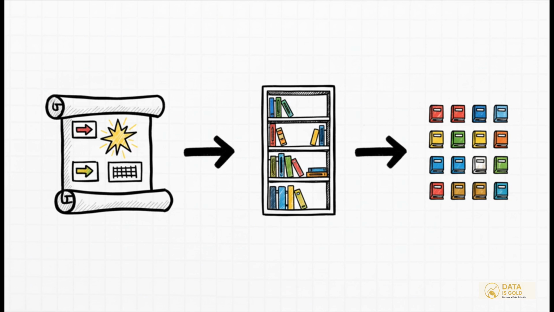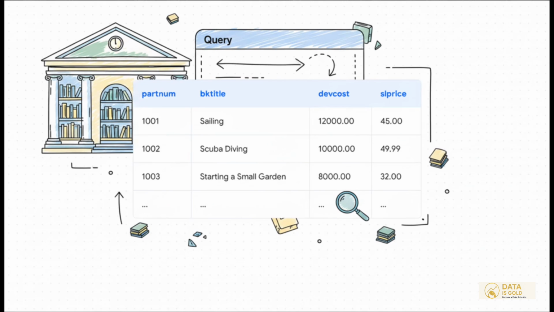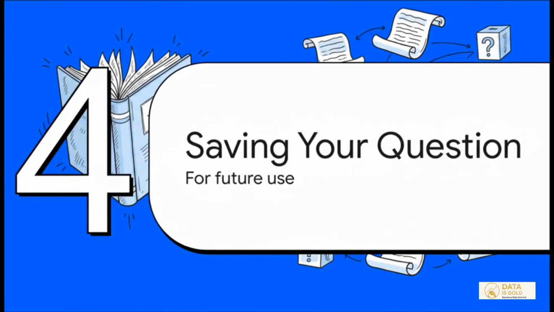Select star from titles. It's a simple but really powerful instruction that tells the database, show me all the information you have from the titles table. So you hit execute, and boom, the database server gets your request and sends back this perfect, neat little table with all the data from that titles bookshelf. You've got part numbers, book titles, costs, prices, you name it. You've officially pulled data.